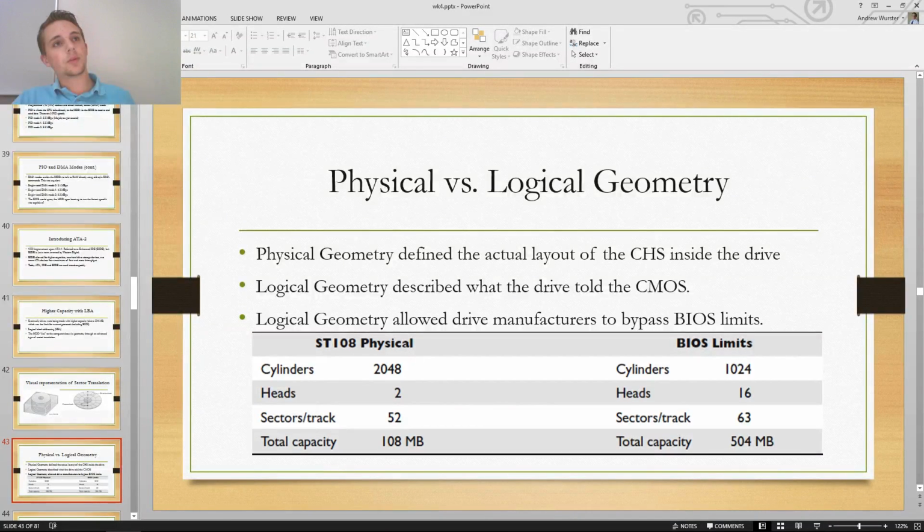ATA2 allowed for a second controller, so they would add a second port on the motherboard, and you could plug in 4 drives instead of only 2. So if you had a DVD drive and you wanted 2 hard drives, you could do that. Or if you had a DVD drive and 3 other hard drives, you could do that too, assuming you could make your cables reach, because they were a maximum length.